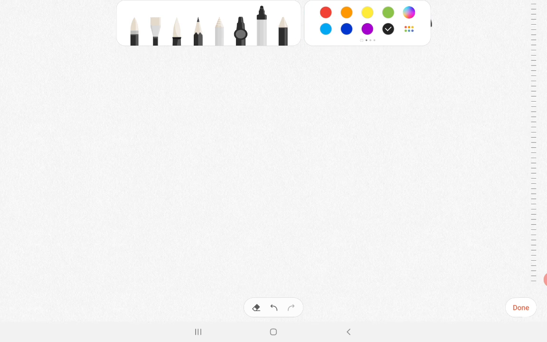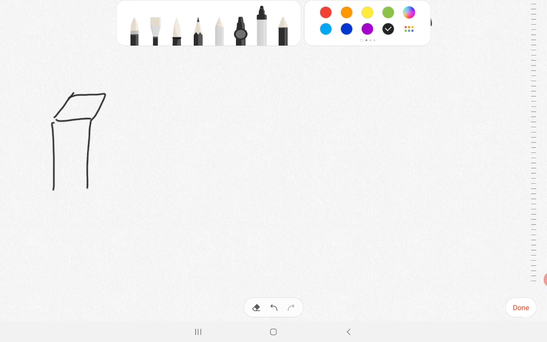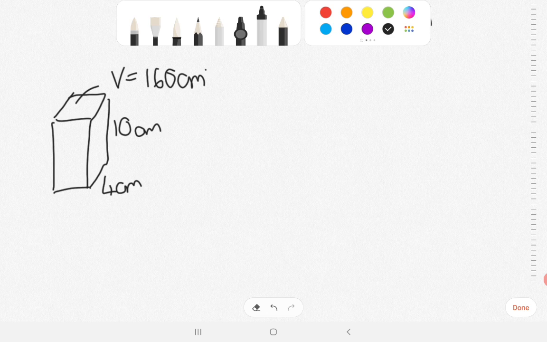Now, if we do another one, similar idea, let's draw a different cuboid. Okay. And this time I'm going to tell you that this part here is 4. This part here is 10, so we've got the breadth is 4, the height is 10, and I'm going to tell you that the volume is 160 cubic centimetres. So this time we're working out the missing length.